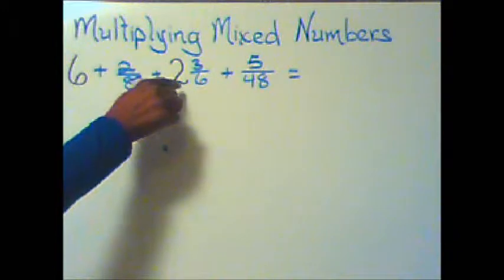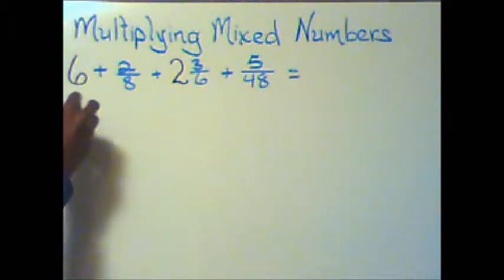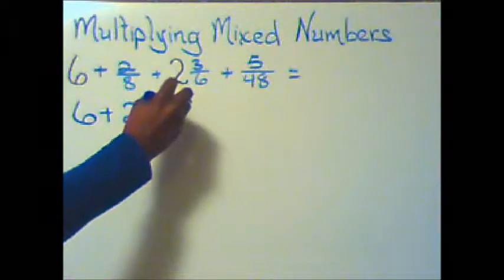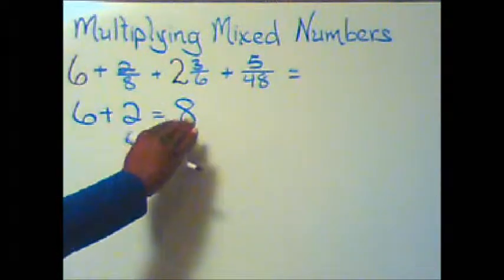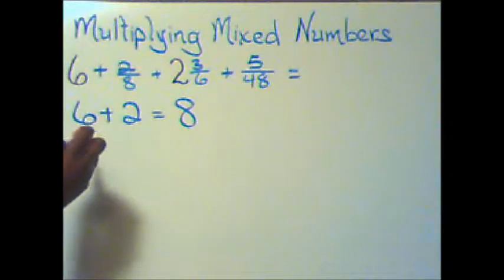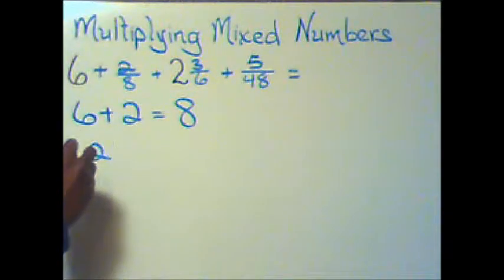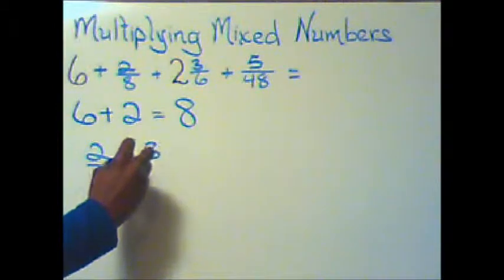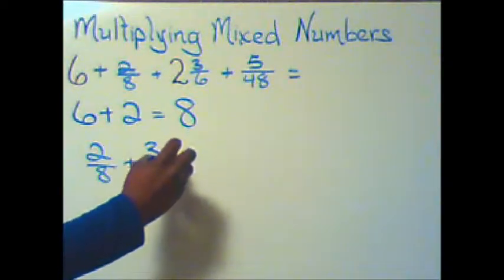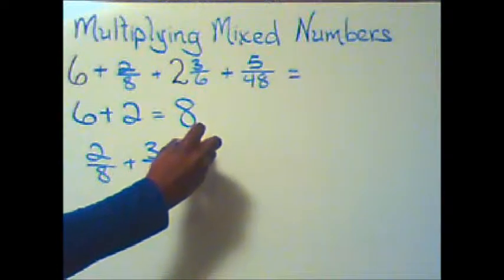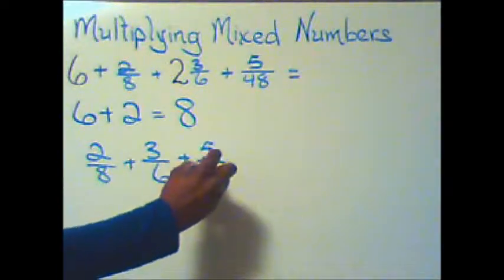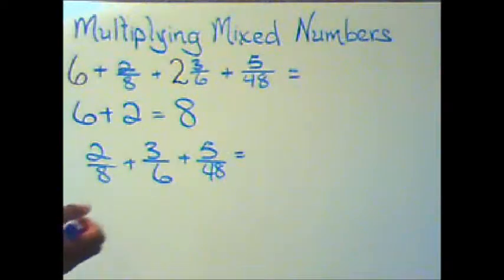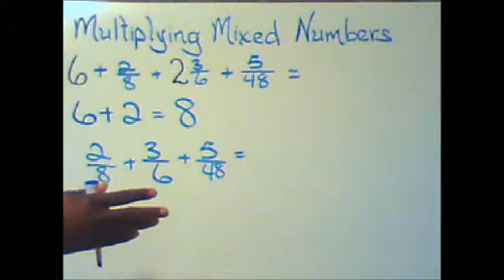I'm going to start off by adding my two whole numbers together. 6 plus 2 equals 8, but we're not done with this yet. Now I'm going to add my fractions. 2/8 plus 3/6 plus 5/48. We know that we need a common denominator before we can add our fractions together.